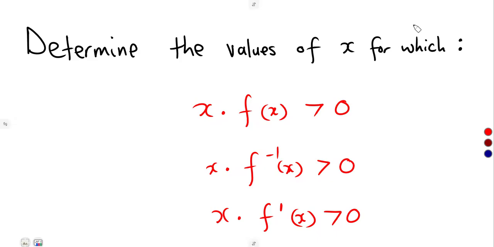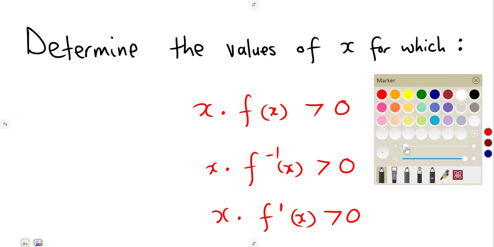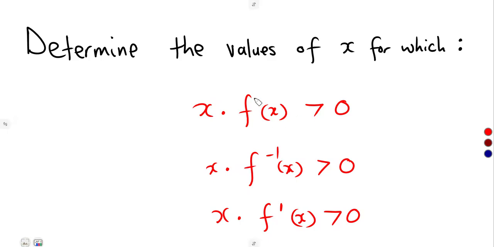Another aspect that you might be given when you're answering these questions under our functions is where x is multiplied by f of x, or multiplied by its inverse, or by the derivative. Have you ever asked yourself how x is now compared with y? Because with f of x, we are talking about the y values. So we are comparing the y values and also the values of x.